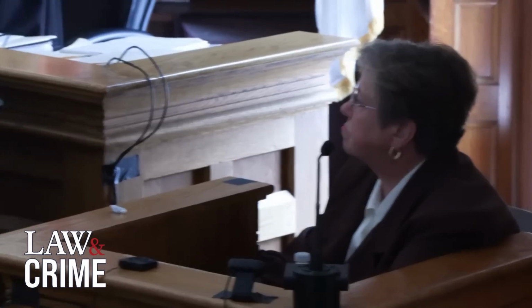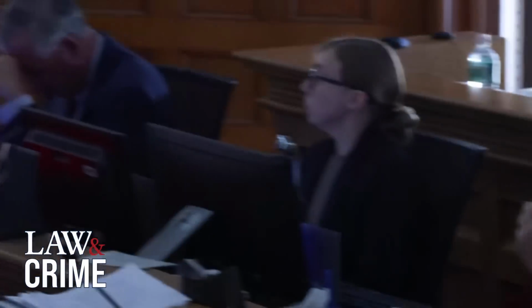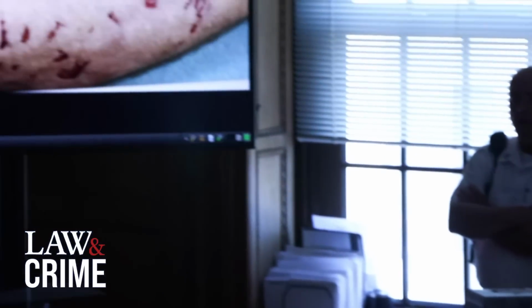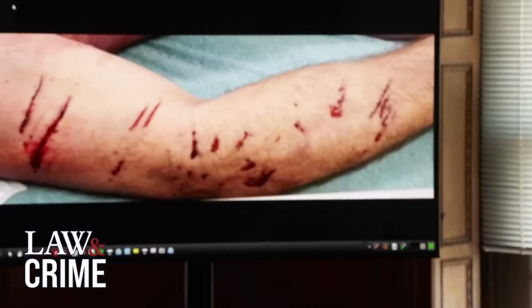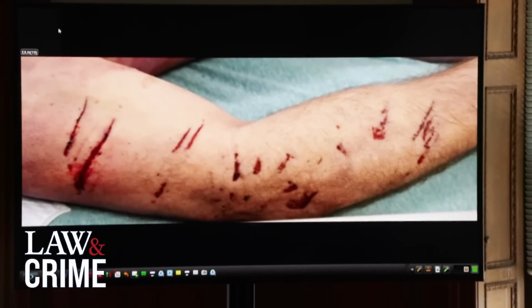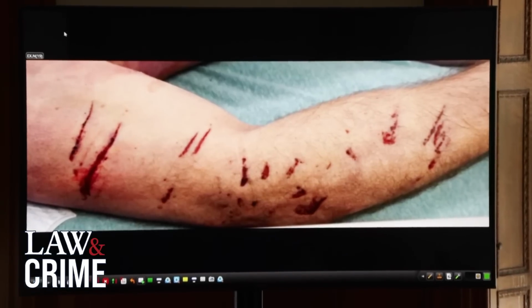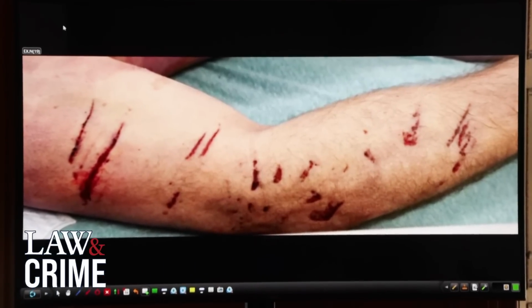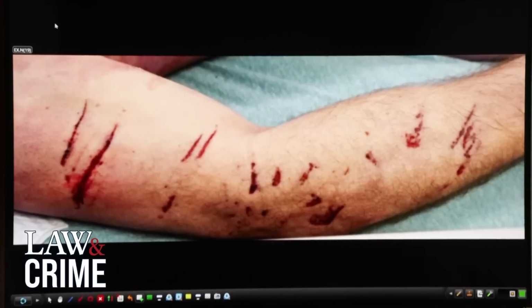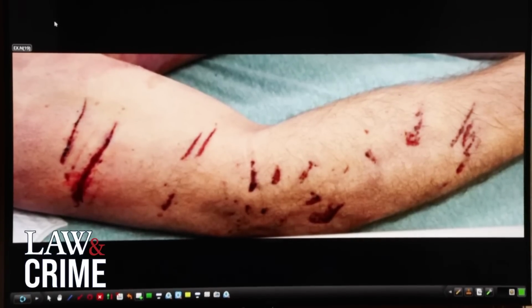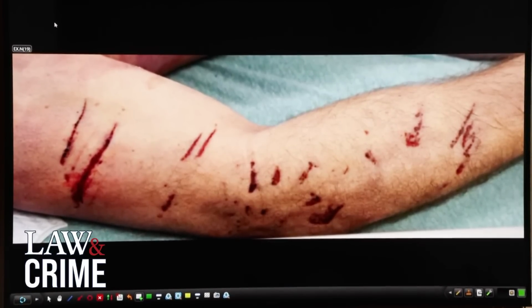Doctor, I want to show you a photograph and ask you very quickly, have you seen this before? Yes. Is this one of a number of photographs that you reviewed in furtherance of your evaluation of this case? Yes, it is. Does this accurately reflect the wounds or injuries that you saw on John O'Keefe's right arm in coming to your opinions and conclusions? Yes, it reflects the injuries that I saw in photographs.